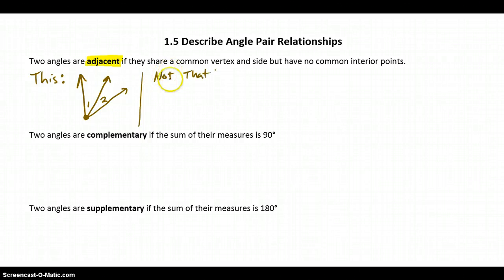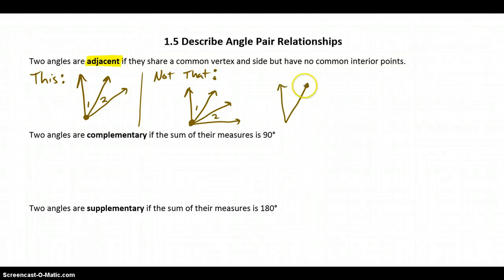Be careful. We can have angles that share a common vertex, but are not adjacent. 1 and 2 share a common vertex, but are not adjacent. We can have angles that share a common side, but not a common vertex. Angle 1 and angle 2 share this side, but angle 1 and 2 do not share a vertex.